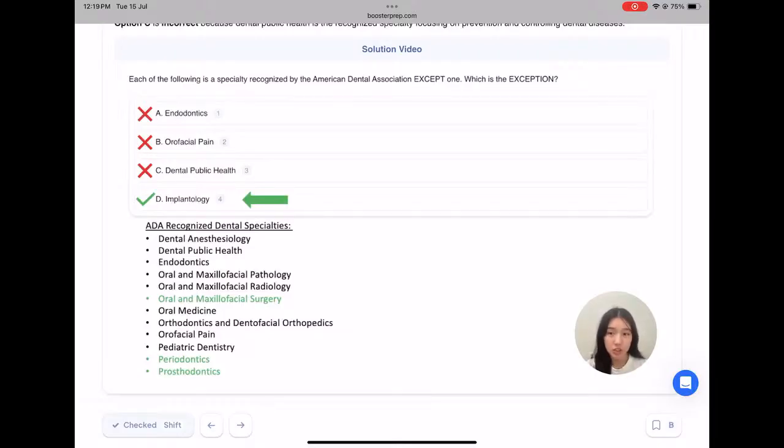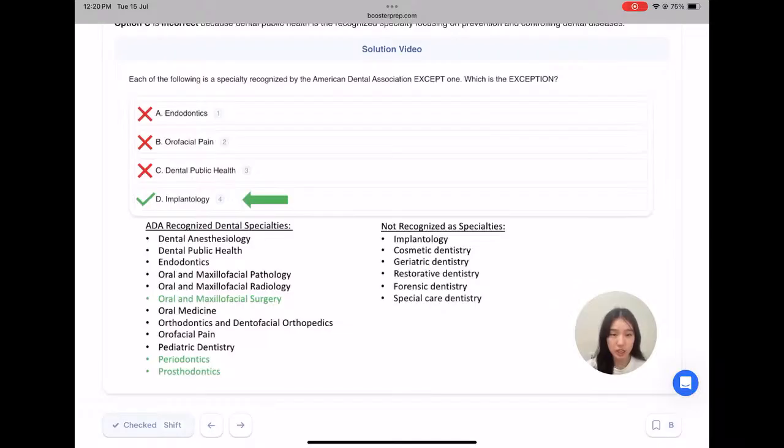Implants can be placed by general dentists if the appropriate continuing education courses are taken. But if the patients do have more complex cases, then specialties that are qualified to handle these are those in oral and maxillofacial surgery, periodontics, or prosthodontics. So in addition to implantology, there are also a few other fields that are not recognized by the ADA, and they are, so of course, implantology, cosmetic dentistry, geriatric dentistry, restorative dentistry, forensic dentistry, and special care dentistry.